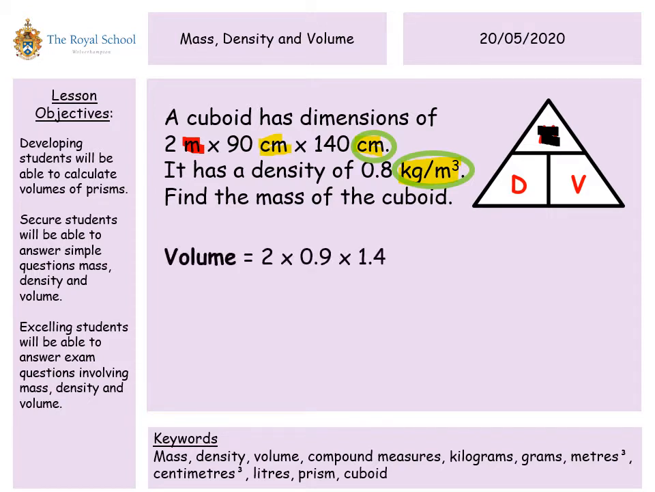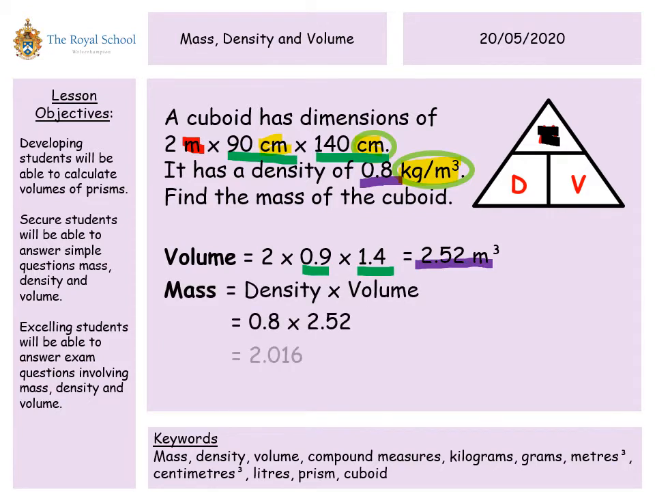So volume of this cuboid, and we're converting into meters here. So 2 meters is still 2. 90 centimeters turns into our 0.9 meters, and 140 centimeters turns into our 1.4 meters here. So we can get our volume of this object being 2.52 meters cubed. We can then run the formula as normal. So we need density times volume. So we need our 0.8 multiplied by our 2.52. That's going to give us 2.016.